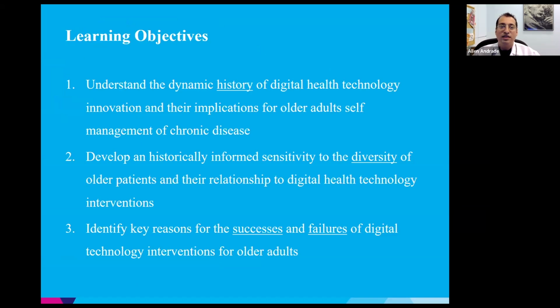And the learning objectives today that I'll be going through would be to understand the dynamic history of digital health technology innovation and their implications for older adults' self-management of chronic disease, develop a historically informed sensitivity to the diversity of older patients and relationship to digital health technology interventions, and identify some of the key reasons for the successes and failures of digital technology interventions for older adults.